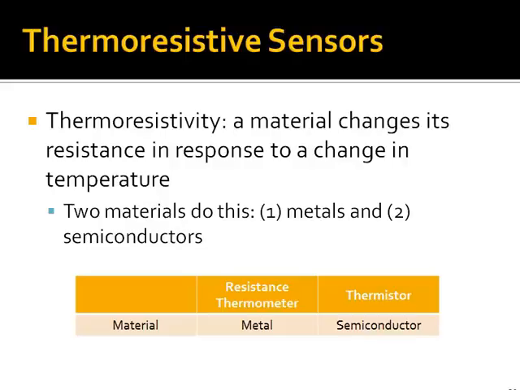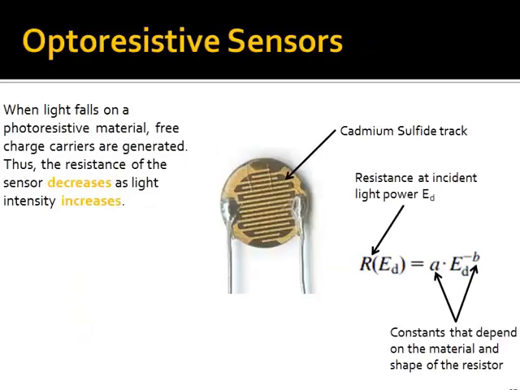There are two materials that do this: metals and semiconductors. If we have a thermoresistive sensor that's made of metal, it will be called a resistance thermometer. If our thermoresistive sensor is made of a semiconductor material, then it will be called a thermistor. In general, thermistors are cheaper devices and have higher error, and they're less reliable, while resistance thermometers are generally much more expensive devices, and they're more accurate and more linear, higher quality sensors in general.